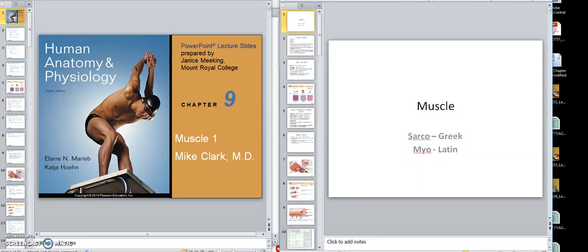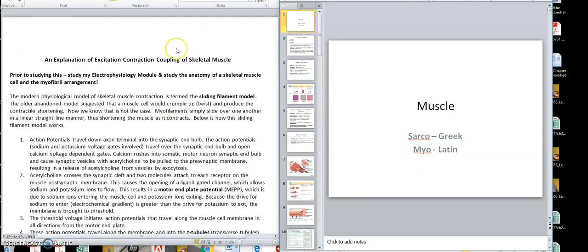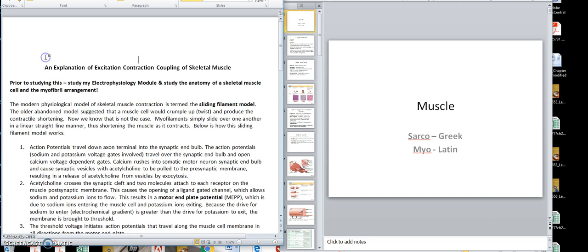Let me just minimize this. I want you to go and look in MS Word at an explanation of excitation. This will be in your ANP1 section under muscle EC coupling. So what it's listed under, I'm going to type it in real quick and then come back, is muscle EC coupling.